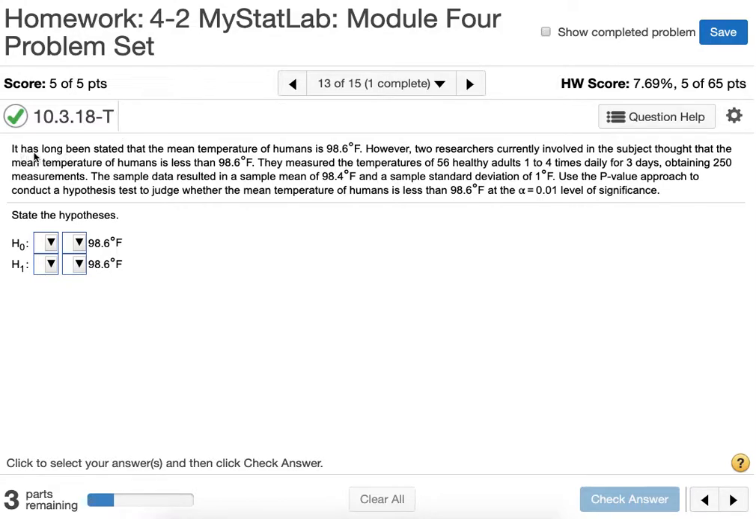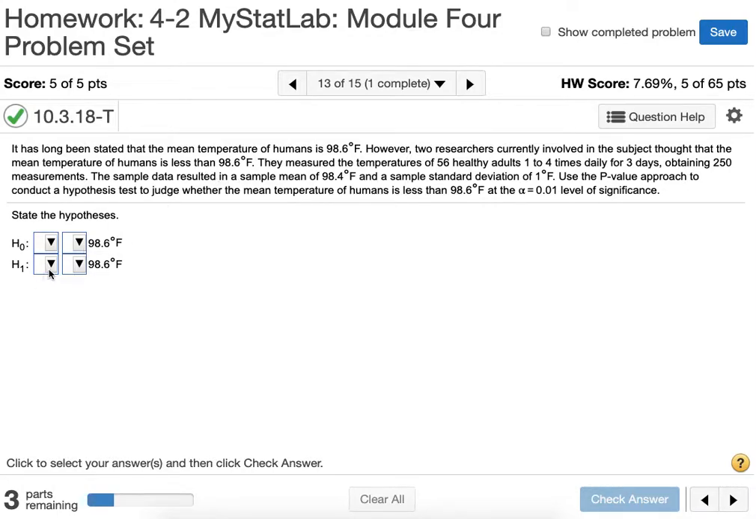So the problem starts, it's been stated that the mean temperature of humans is 98.6 degrees Fahrenheit. However, two researchers currently involved in the subject thought that the mean temperature of humans is less than 98.6 degrees Fahrenheit. Now, when I look down here, it's asking us to state the hypothesis. So right now we have the information we need just from those first two sentences.